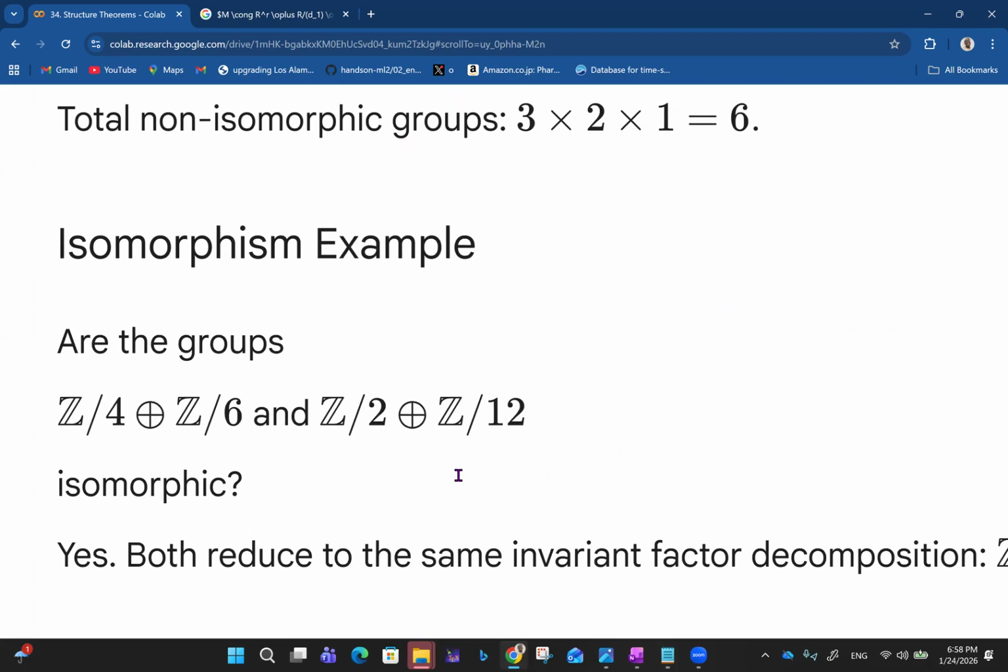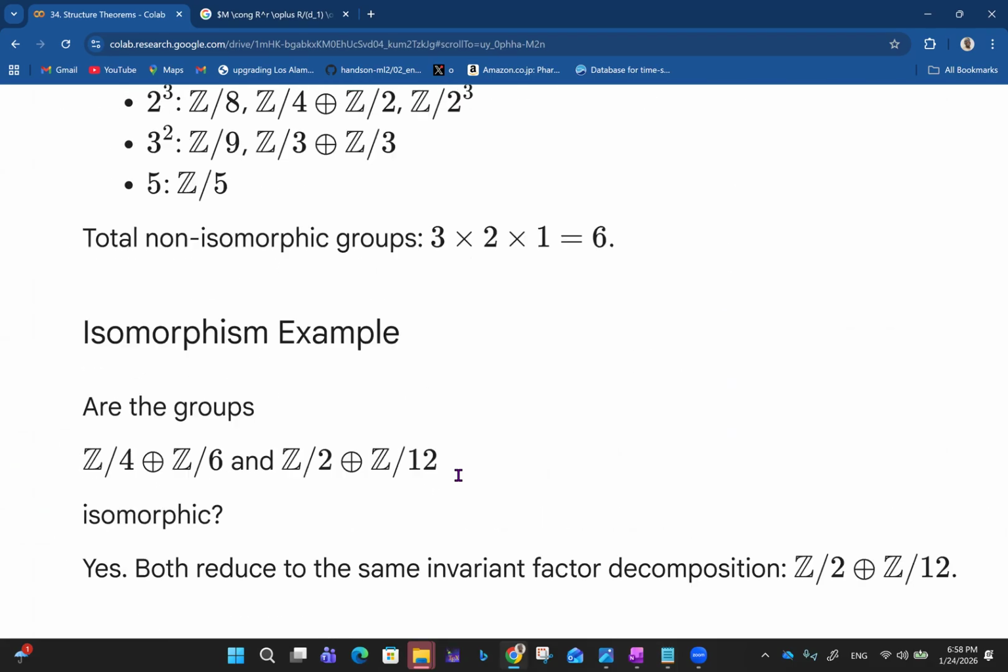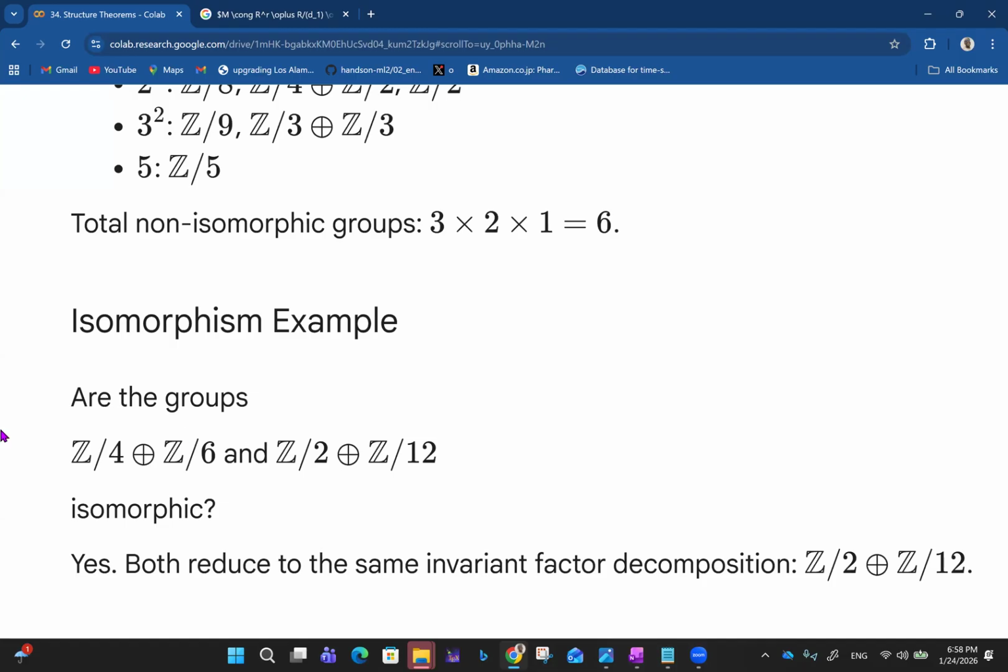And we have an isomorphic example. Imagine the isomorphic example here. Are the groups Z/4 ⊕ Z/6, and Z/2 ⊕ Z/12 isomorphic? The answer is yes, because both reduce to the same invariant factor decomposition.